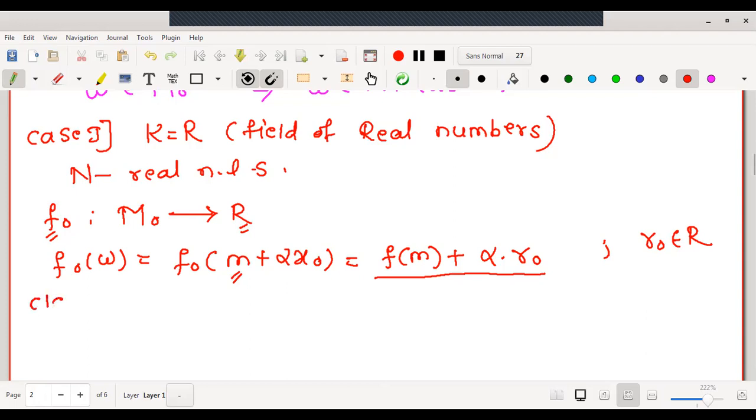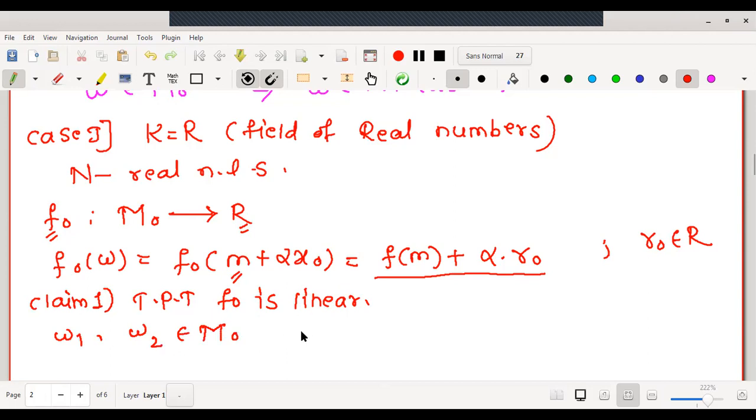Okay. Therefore, let me write claim 1, to prove that F naught is linear. How to start by proving F naught is linear? Let me start with two arbitrary elements, say W1 and W2 of M naught. If I am writing both the elements of M naught, what will be W1?